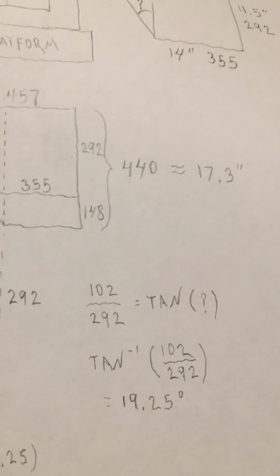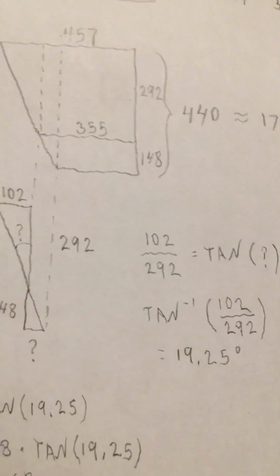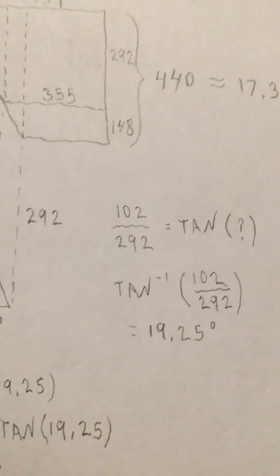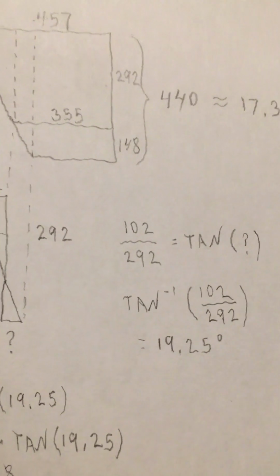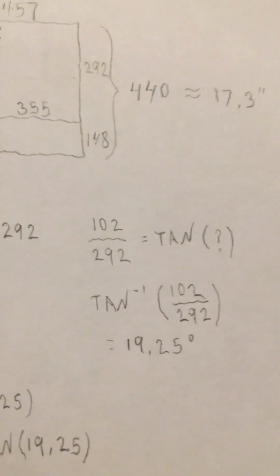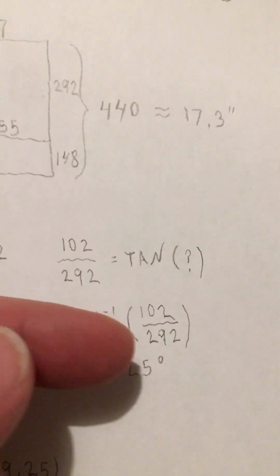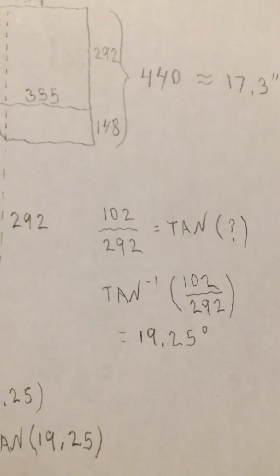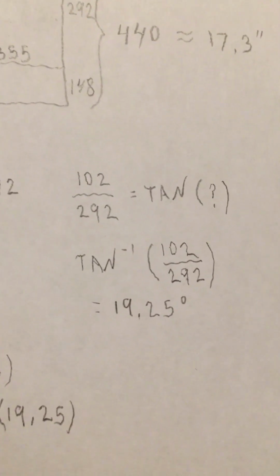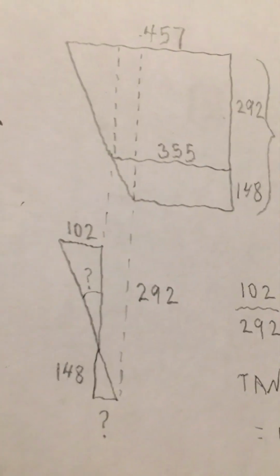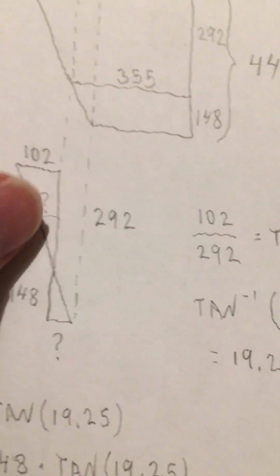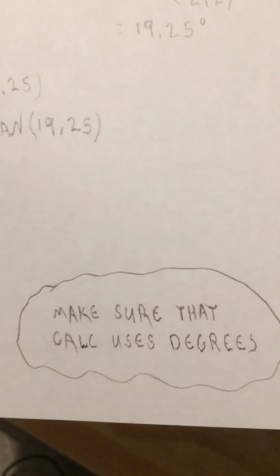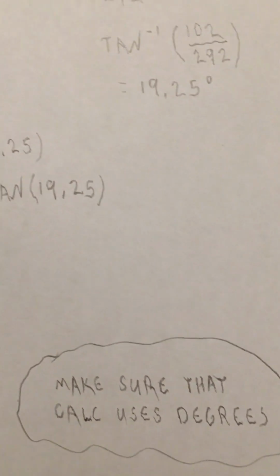Now, we don't know the angle. So most calculators have a second function button that you can push, and if you do that, you'll see that the tangent turns into a tangent minus 1. That's what you use to go backwards. So what you do is you take 102 divided by 292 and then hit your tangent minus 1. You might have to push your second button first. And that'll come out to 19.25 degrees. So we know that this angle right here is 19.25 degrees. Now I also put a note down here, make sure your calculator is using degrees.